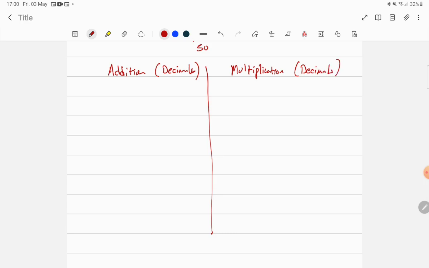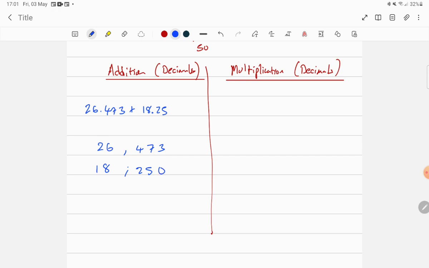So when it comes to addition, if we take, say, 26.473 plus 18.25, essentially we'd have to do it like how we did our long addition when we had large numbers manually. So something similar to that, where all the values before the comma are on one side, so 26, let's just put the comma here, 473, and this would be 18.250.